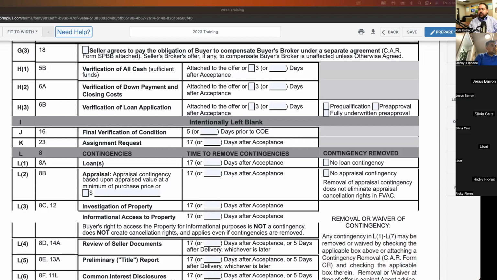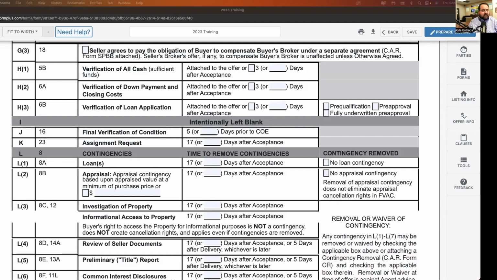So you guys should be looking at the offer now. And it's right about where we left off last week. Last week we talked about the verification of the funds, whether it's all cash, down payment, loan application. We talked about the seller agreeing to pay the obligation of the buyer compensation. So if you missed last week, go back. It's right towards the end of the video. You can watch that and get that information.